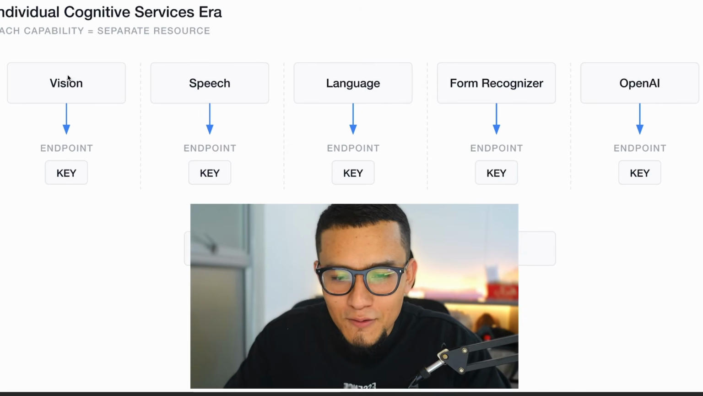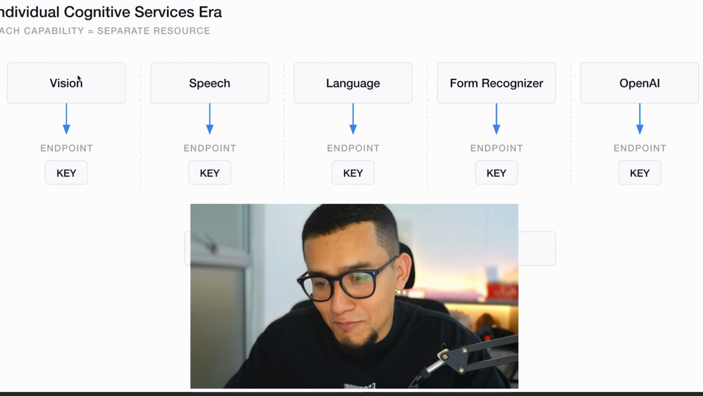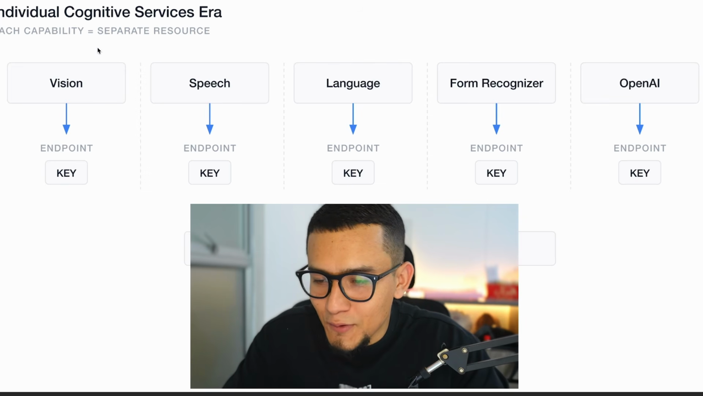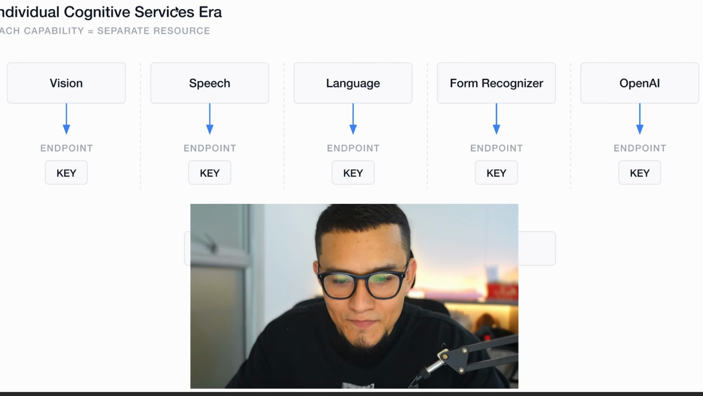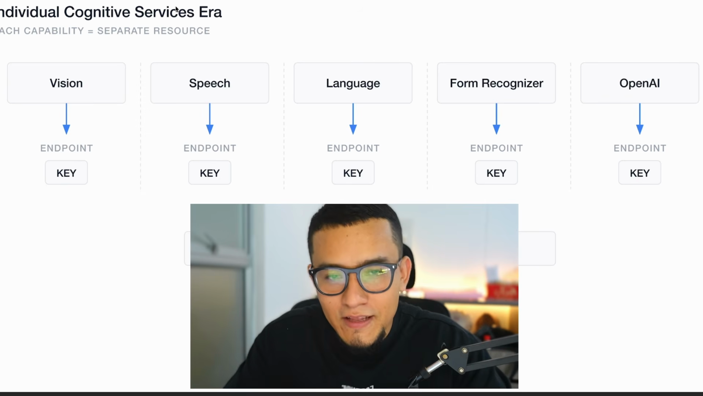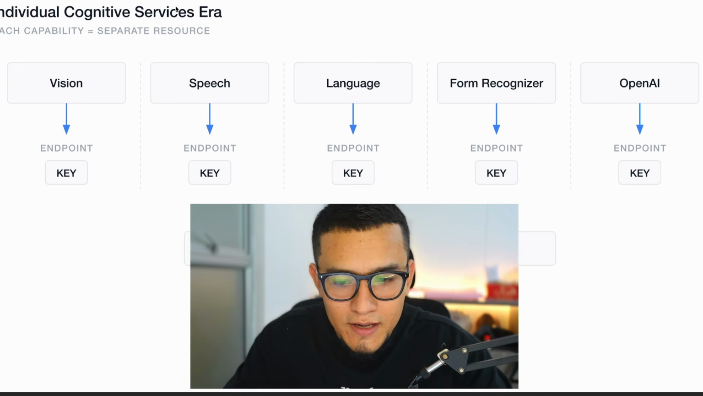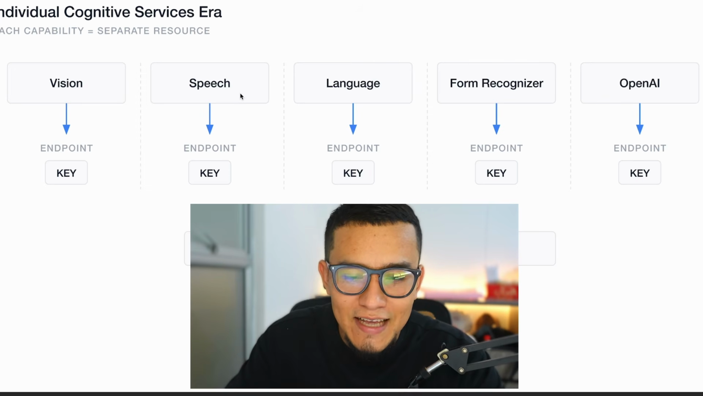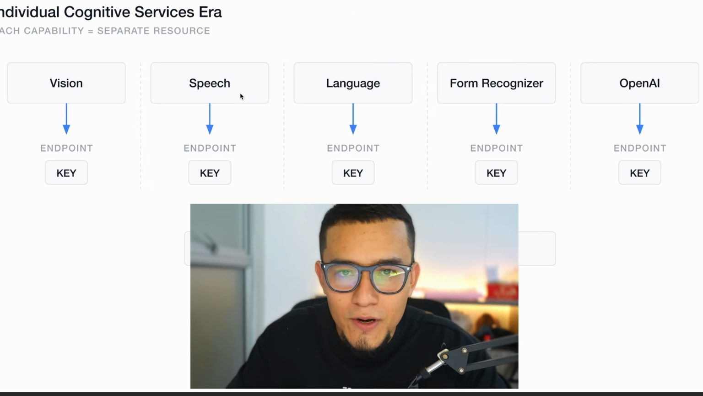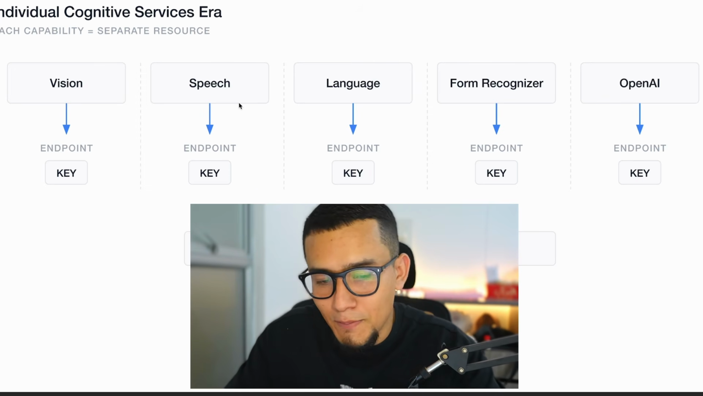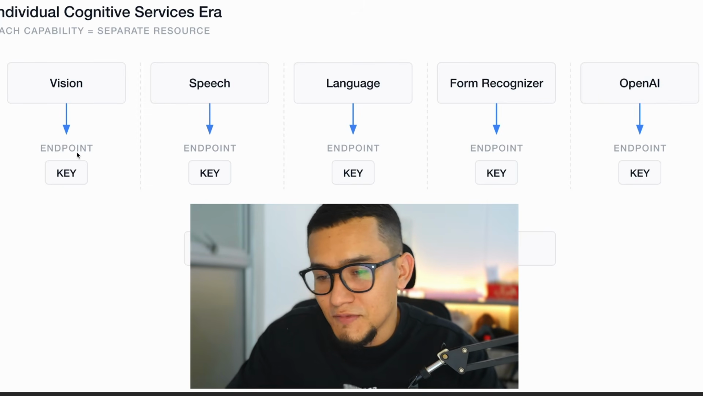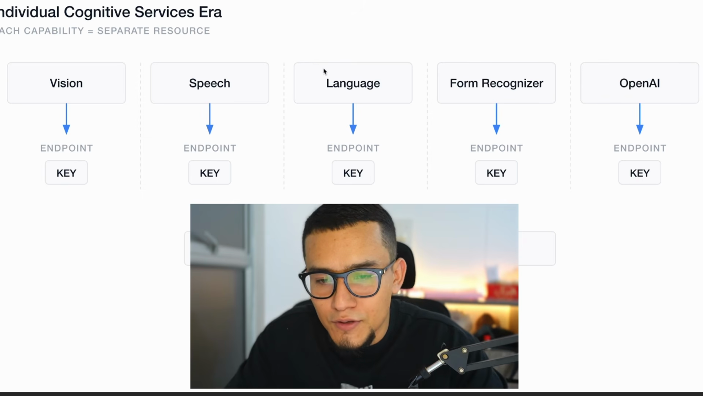To understand why everything looks the way it does today, we need to go a few years back. Because Azure AI started with Azure Cognitive Services. The idea was simple. We have a collection of AI capabilities and each one has its own service. It's like a standalone resource with its own endpoint, its own key, and even its own billing. You needed computer vision, then you deploy a vision resource. Same for speech, same for language.